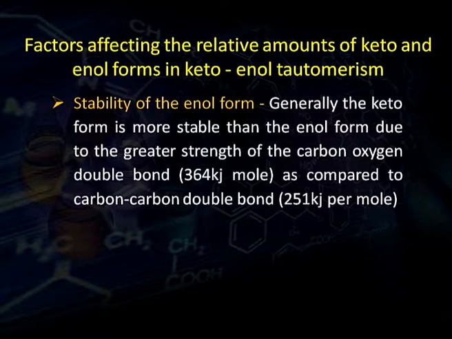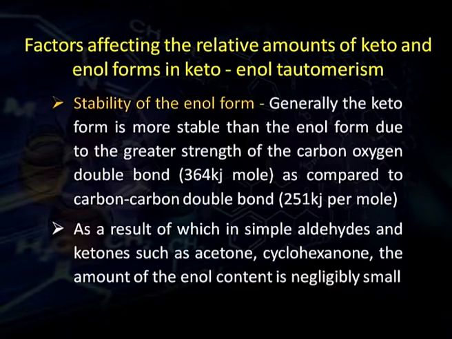That is, this depends upon the stability of enol forms. Generally, the keto form is more stable than the enol form due to greater strength of carbon-oxygen double bond. Its energy is 364 kilojoules per mole as compared to carbon-carbon double bond. The energy of double bond is 251 kilojoules per mole. As a result, in simple aldehydes and ketones such as acetone, cyclohexanone, the amount of enol content is negligibly small, that is, even it is less than 1%.